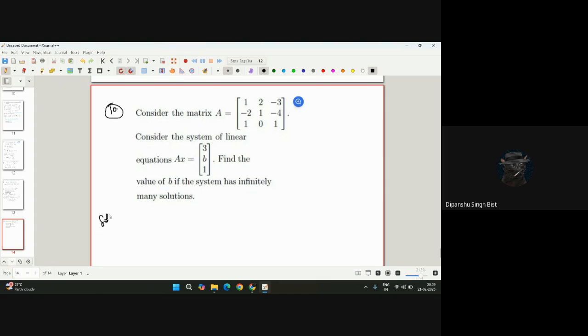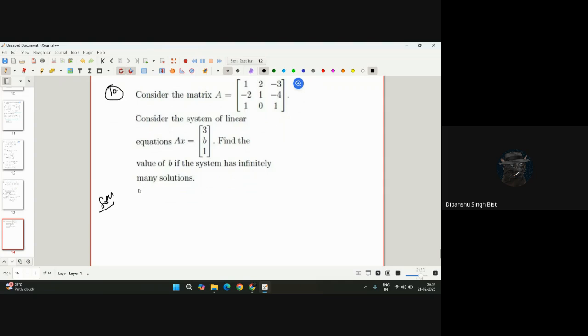So let's solve the system of linear equations. So we know how we do the Gaussian elimination, right? So with Gaussian elimination we are going to write 1, minus 2, 1, 2, 1, 0, and what was it? Minus 3, minus 4, 1. And then you have 3, B, 1.